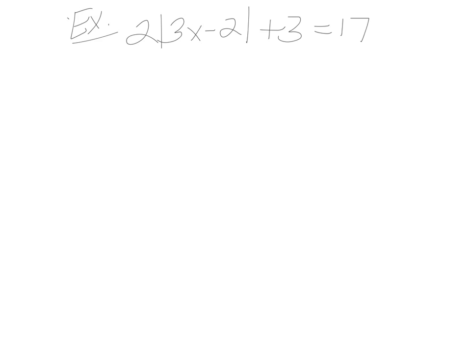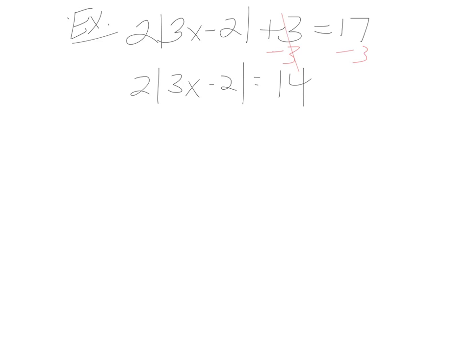If the absolute value is not by itself, you need to get rid of all the numbers that are around it, just like you were solving for x. So I need to get rid of the 2 and the +3. The +3 would go first. Subtract 3. 2 times the absolute value of 3x minus 2 is equal to 14.